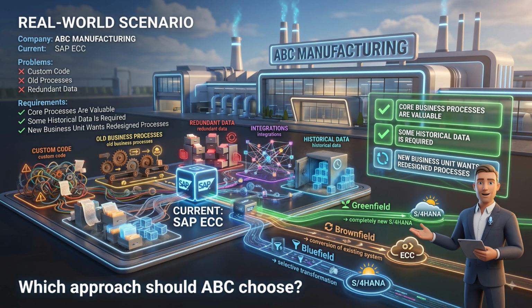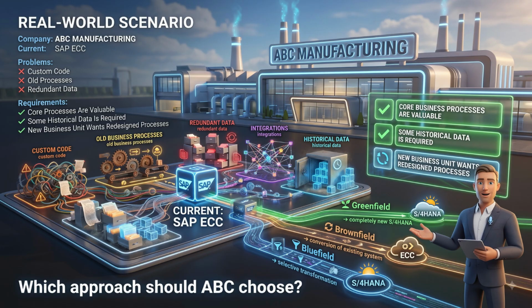Suppose ABC Manufacturing has been running SAP ECC for 10 years. The system contains a large amount of custom code, old business processes, historical data, and integrations with several other systems. Now the company wants to move to S/4HANA. If management wants to completely redesign the business processes and eliminate unnecessary customizations, Greenfield may be the better direction. If the existing processes are working well, and the main objective is to move to S/4HANA while preserving business continuity, Brownfield may make more sense.